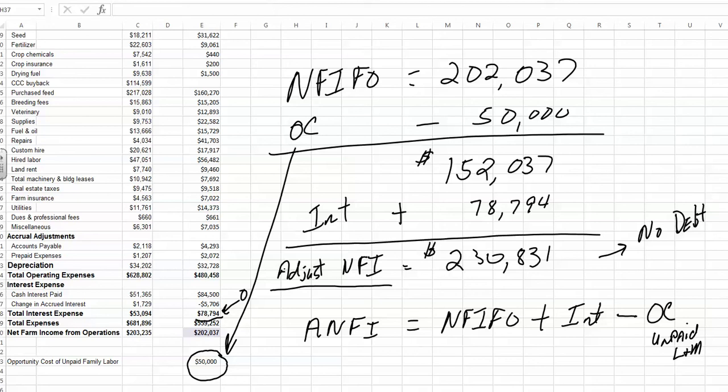Okay, now this is important. If this didn't make sense, please listen to it again, because this adjusted net farm income treats the farm as if there's no debt, and it makes an allocation for the unpaid family labor and management. Now we're going to pick up right here in the next video and begin to show you how to calculate rates of return.